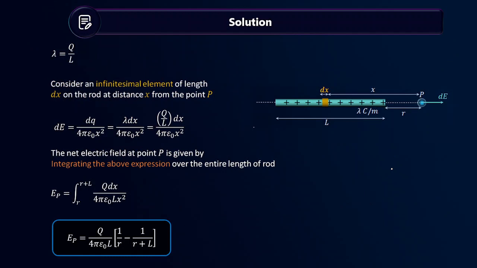So this is the rod, and we consider one infinitely small element. Due to that element, we can write k, which they have written as 1 upon 4 pi epsilon naught. This is nothing but k only, right? So k dq by x square, and then we can simplify. The final answer is the same only, right? Easy.